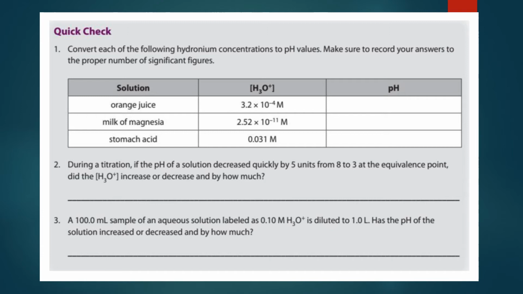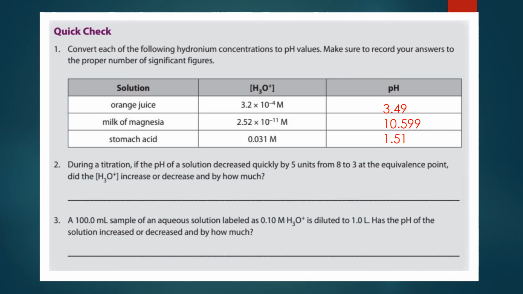Okay, if you're back, the answers to question 1 of the quick check are 3.49, 10.599, and 1.51. So the way that we got that is we took the negative log of 3.2 times 10 to the negative 4, etc., etc.